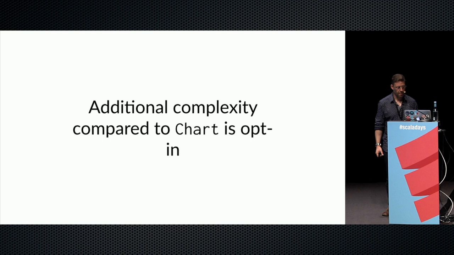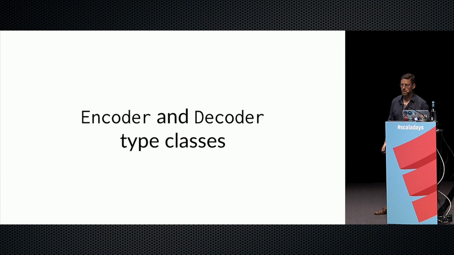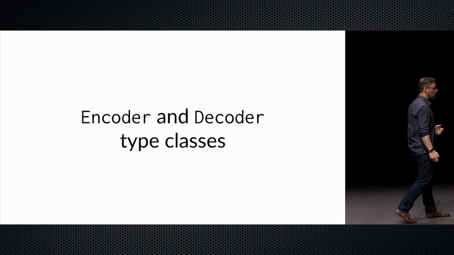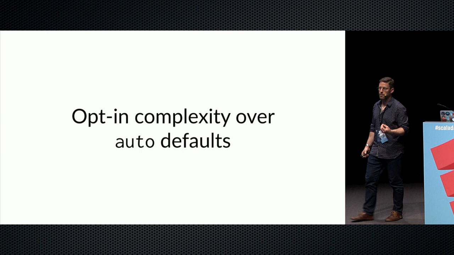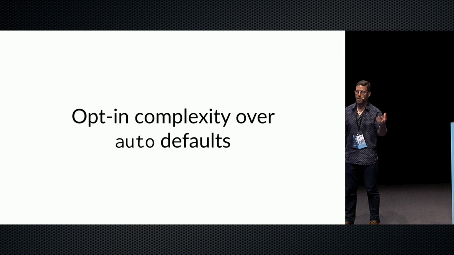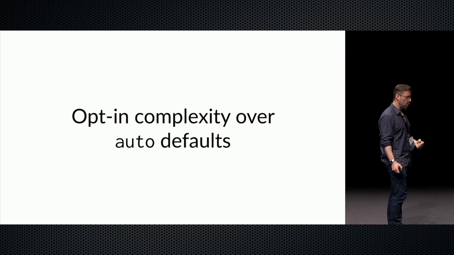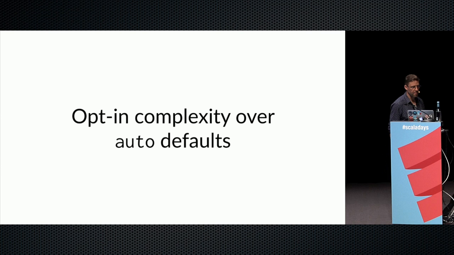That, again, is something I see in Circe. The way this works is Circe has encoder and decoder type classes for encoding JSON and decoding JSON. And you can just implement them where you want them to override the defaults that you get from the auto encoding. So it's not an either-or decision. You don't have to choose to do auto or your own. You can combine the two. You get the auto where it works and have your own special cases where that auto doesn't work, like you have a special capitalization convention. So opting in to complexity, not having to have an either-or decision, is, I think, an example of good library design.